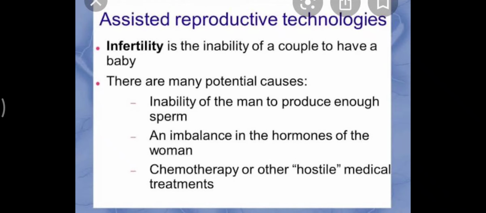In India, often females are blamed when a child is not born. So there are many infertility clinics that are helping in treating this disorder and enabling a couple to have their children. So let us look at the techniques.